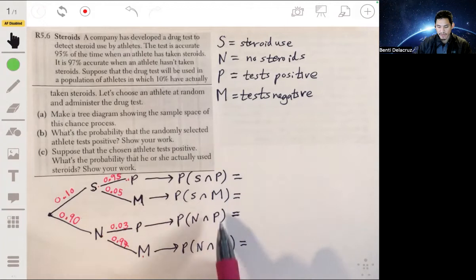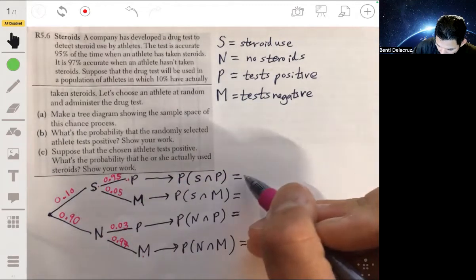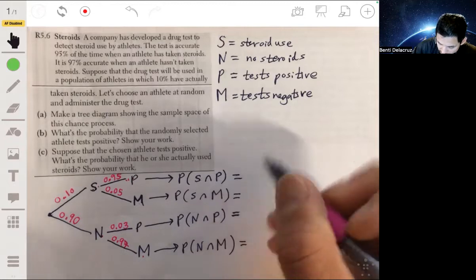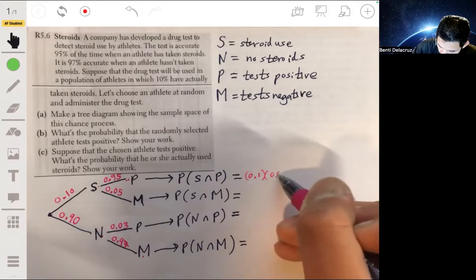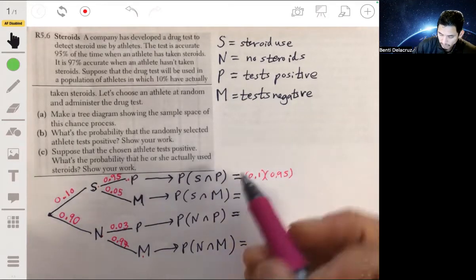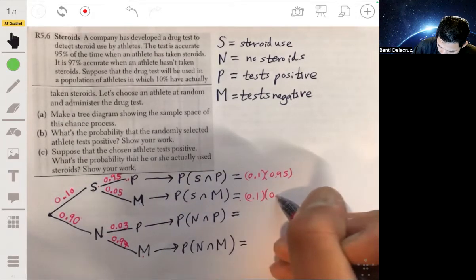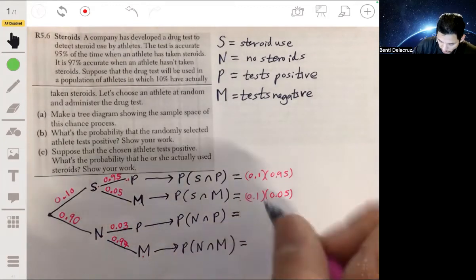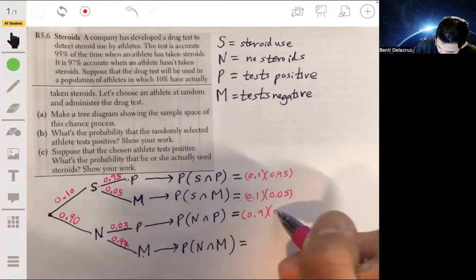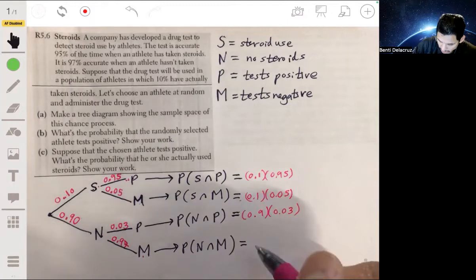Now these are very easy to find. All you have to do for each one of them is multiply the rows across. Multiply 0.1 by 0.95 to get the probability of taking steroids and testing positive. Here you just multiply 0.1 times 0.05. Here you would go 0.9 times 0.03. And this last one, 0.9 times 0.97.